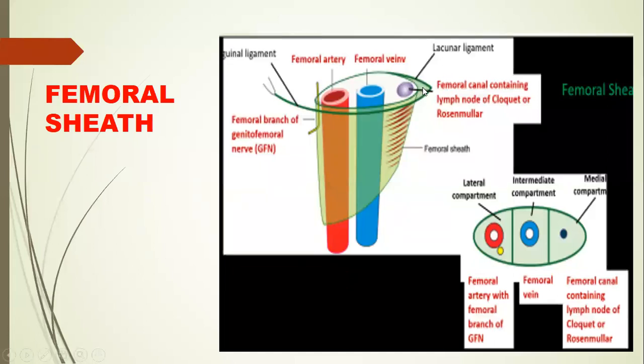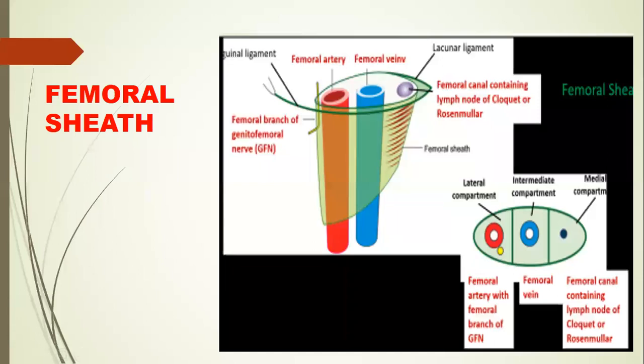lacunar ligament. This whole crescent shaped fold is called the lacunar ligament, and the lateral margin is completed by the femoral vein. Medial margin is completed by the lacunar ligament. Anterior wall is formed by the inguinal ligament, and posterior wall is formed by the pecten pubis. So the lacunar ligament, femoral vein, inguinal ligament, and pecten pubis are the boundaries of the femoral ring.